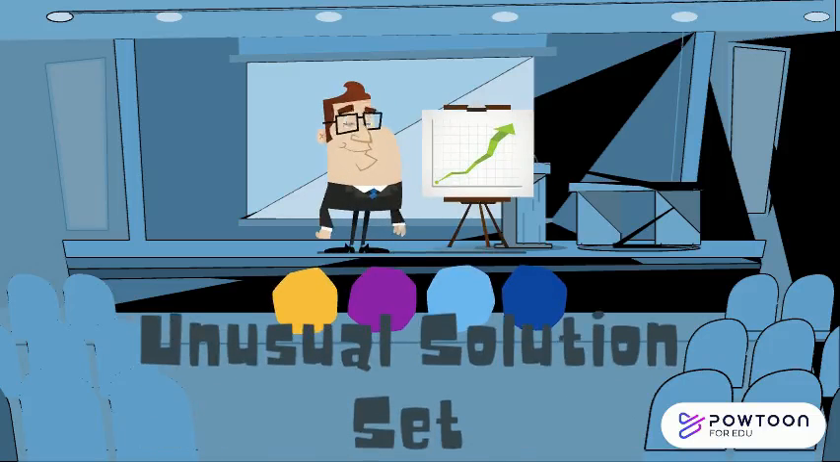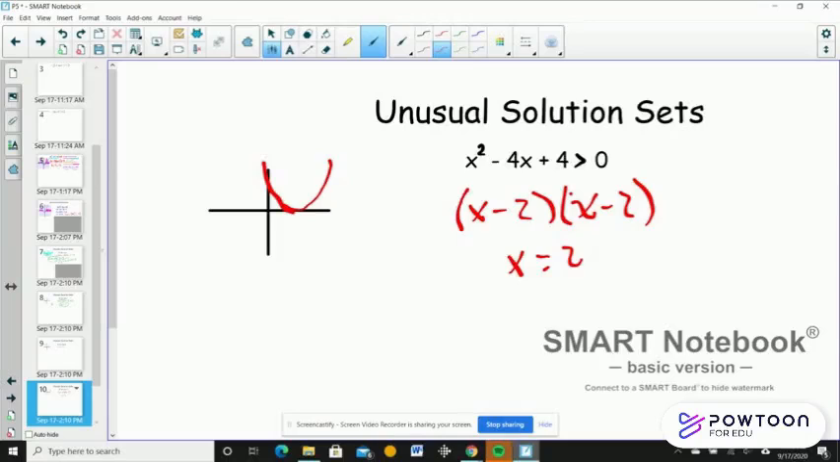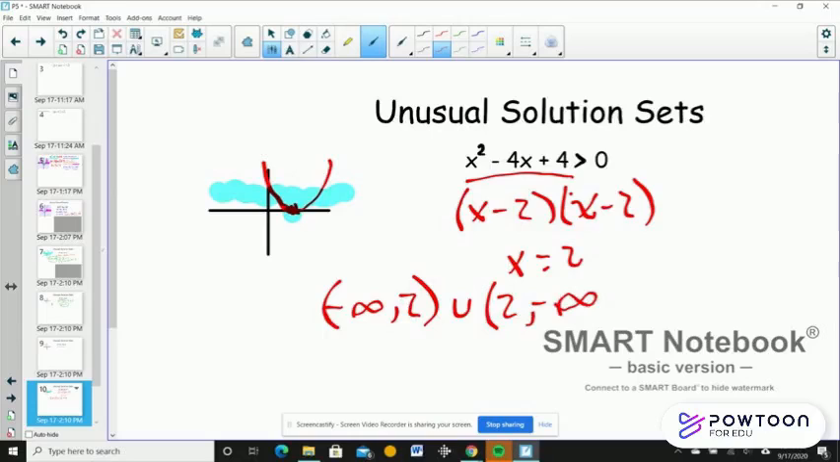Unusual solution set number 4. Now the solution set for when this polynomial is greater than 0 is actually everything except right at the vertex where x equals 2. So everywhere else on this graph, y is greater than 0 except that one point. So its solution set is actually negative infinity to 2 with the union of 2 to positive infinity. That way we leave out the x equals 2.